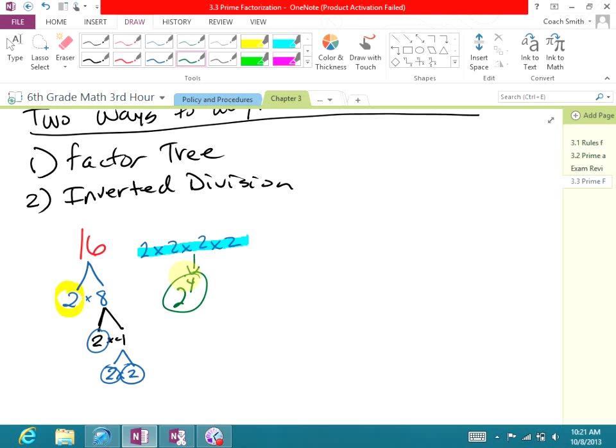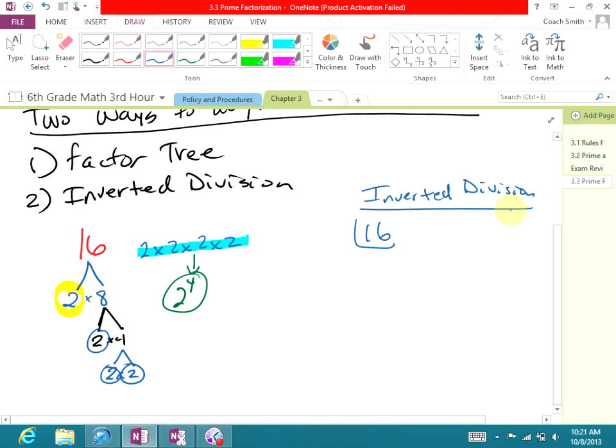Okay. Now, inverted division is a little bit different, but it accomplishes the same. So this is inverted division that I'm going to show you. With inverted division, you're basically inverting the division bar. A division bar looks like this, and I am just flipping it over. The other thing about inverted division is you must use prime numbers.